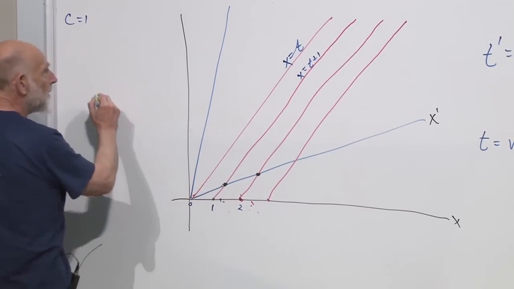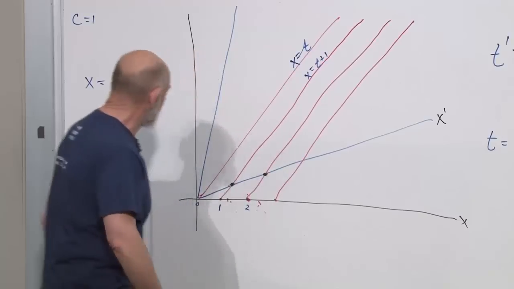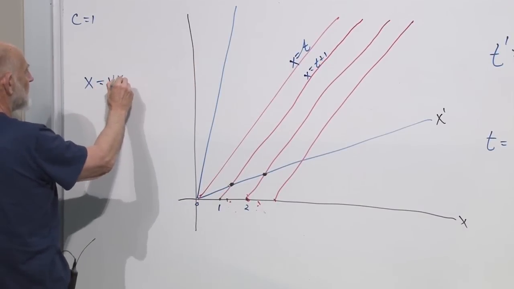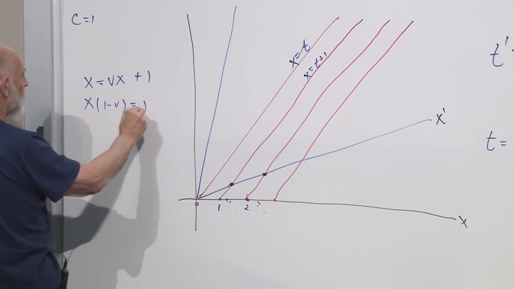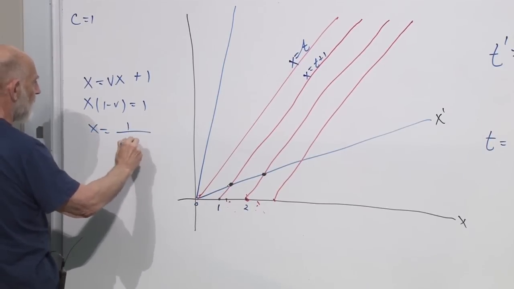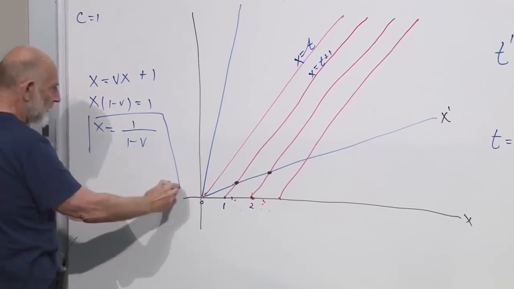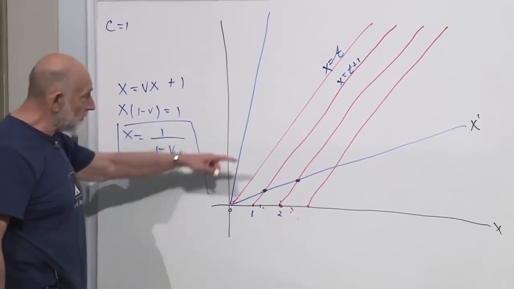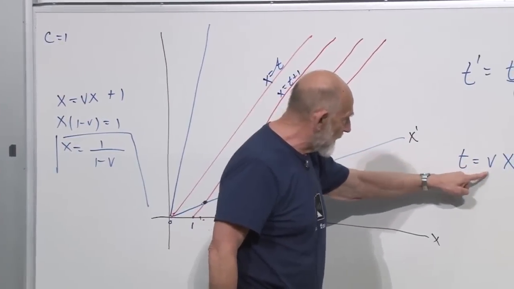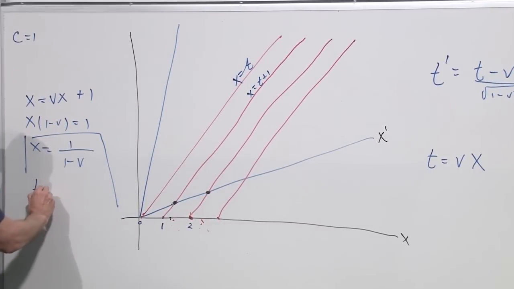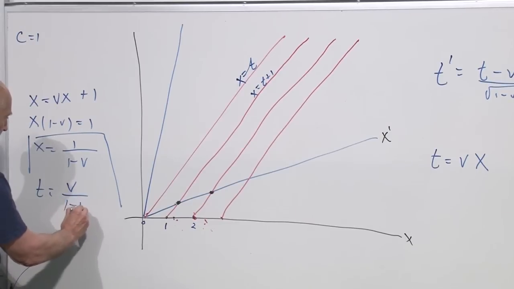Let's see what that point is. X equals t, which is Vx, plus 1. Or x times 1 minus v equals 1, or x is equal to 1 over 1 minus v. That's the x of this point. And what about the t of this point? Well, if we know the x of this point, we can read off the t. T is equal to v over 1 minus v.